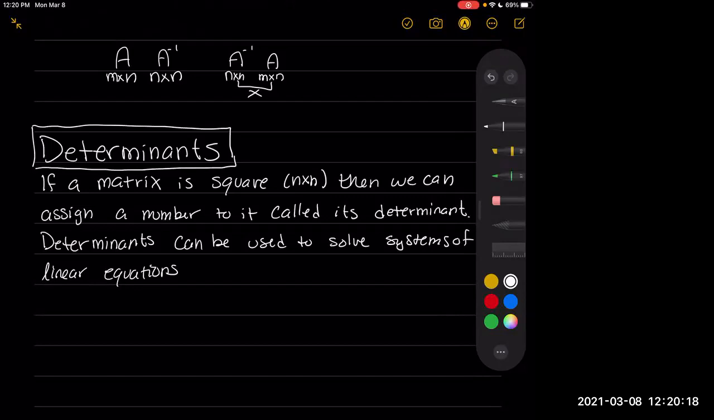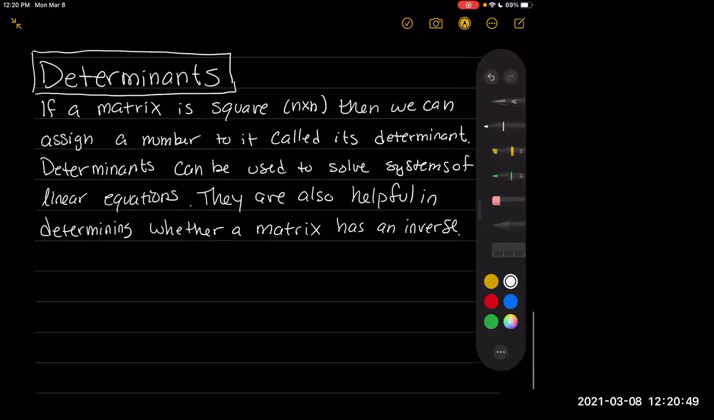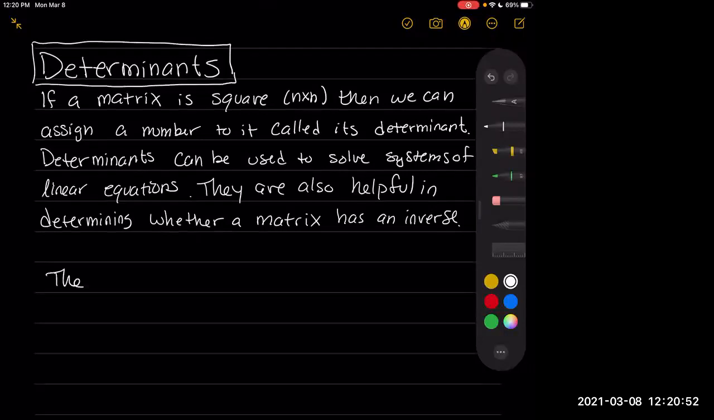All right. So it can be used to solve systems of linear equations, and it is also helpful in determining whether a matrix has an inverse. So first I'm going to teach y'all the determinant of a 2x2.